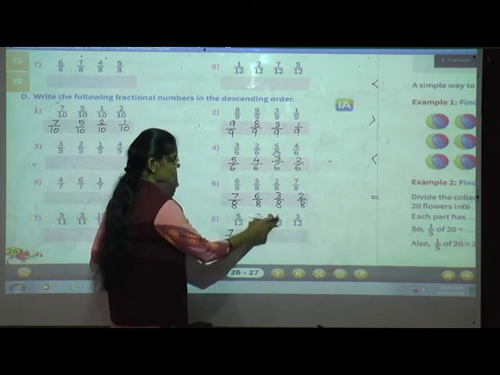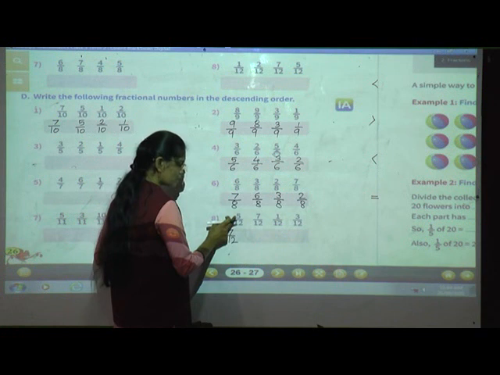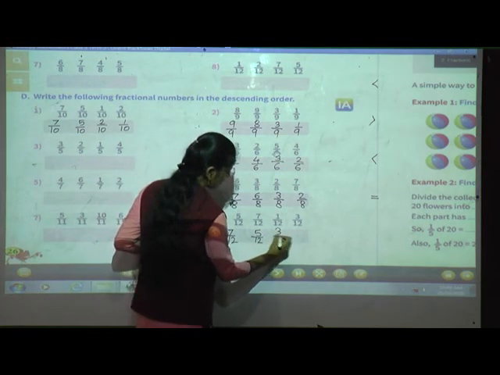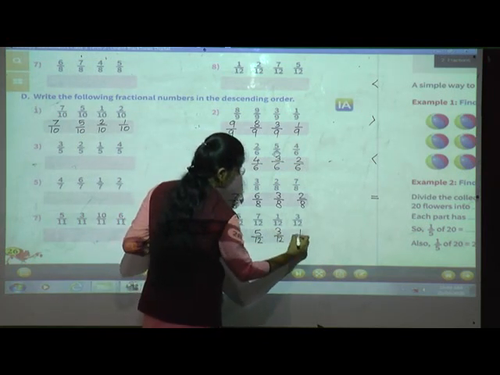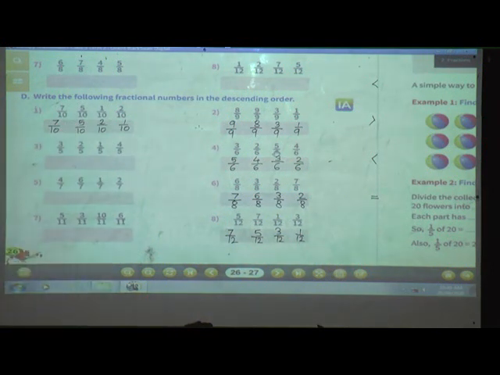Then remaining 3 numbers you have to see, 5, 1, 3. Among these 3 numbers, 5 is greater. So we'll write 5 by 12. Then 3 by 12 and the last 1 by 12. So in this way you can solve these 3 remaining examples, that is 3rd, 5th and 7th.